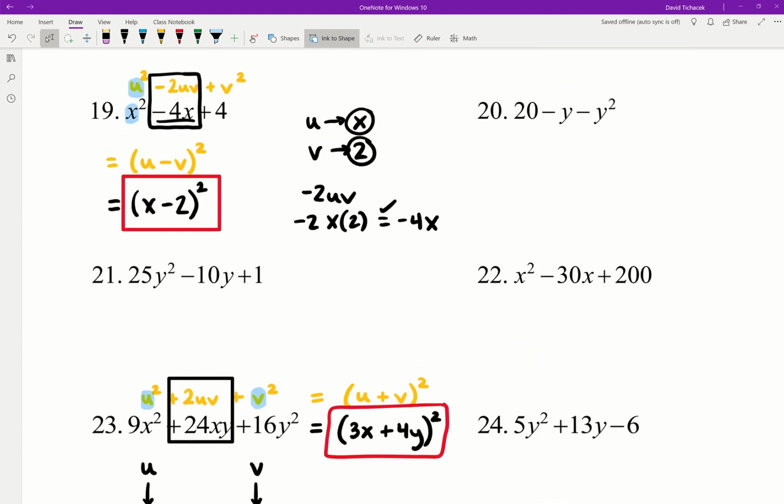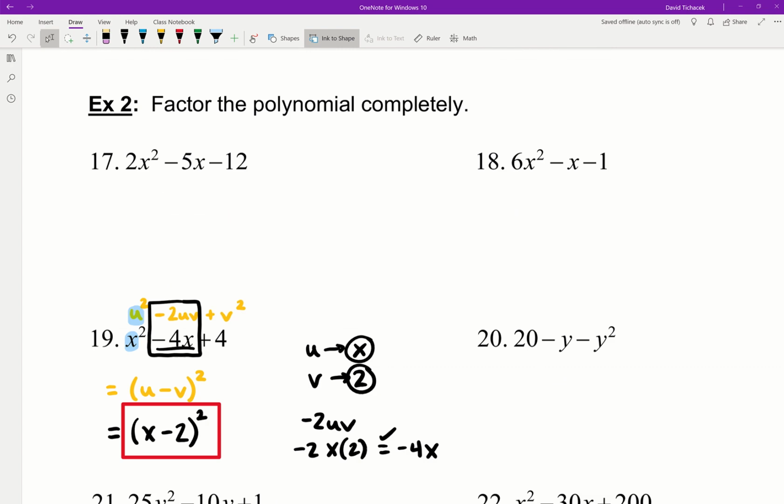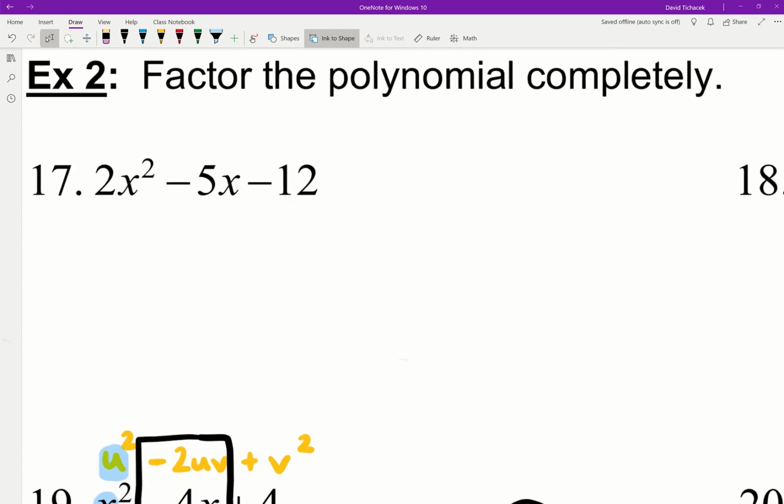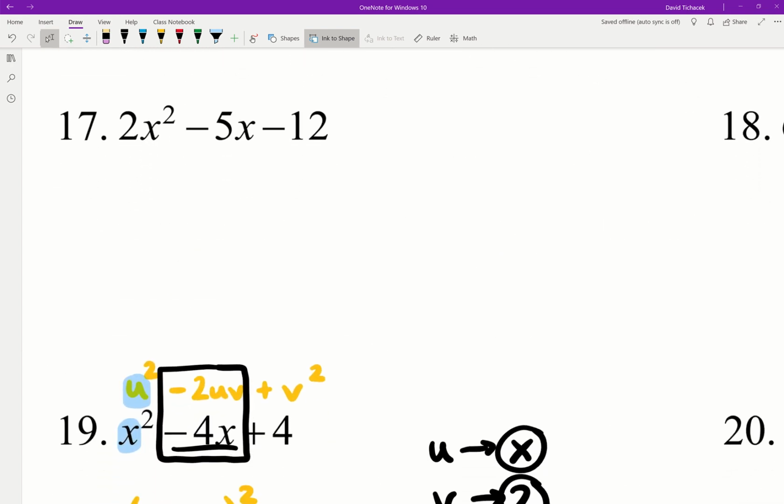I'm going to go ahead and move on to maybe an example of a trinomial that does not fit one of these nice formulas, okay? So again, I said we're going to jump around. Let's go ahead and take a look at number 17 up here, okay? So again, start at the top of your checklist. Number 1, always check to see if you've got a GCF.